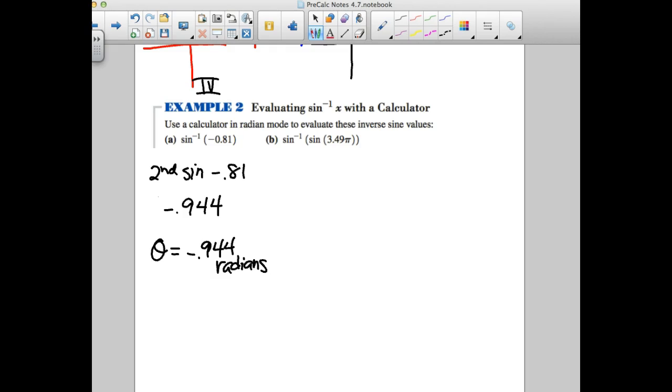All right, question B. It says take the inverse sine of the sine. So again, those things should cancel each other out. However, 3.49 pi, if we graph that, that's 3 pi plus an extra 0.49 pi. So here's 1 pi, 2 pi, 3 pi, and an extra almost half pi, 0.49. So this reference angle is 0.49 pi.